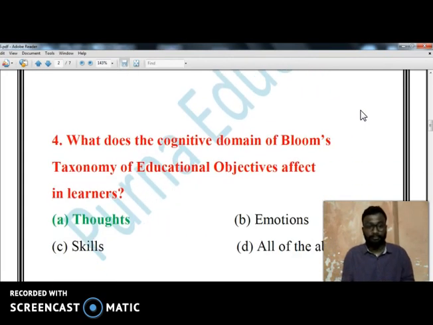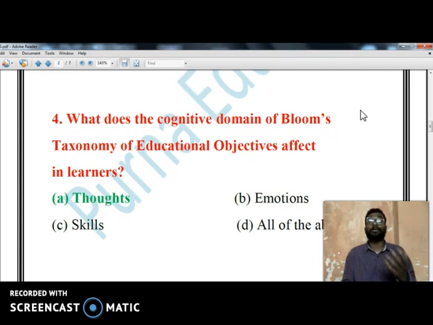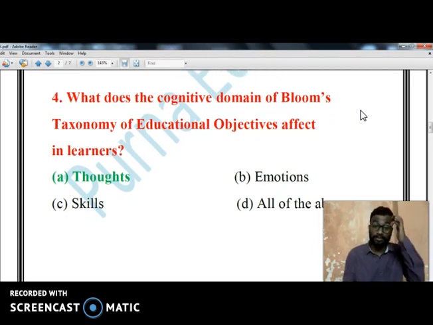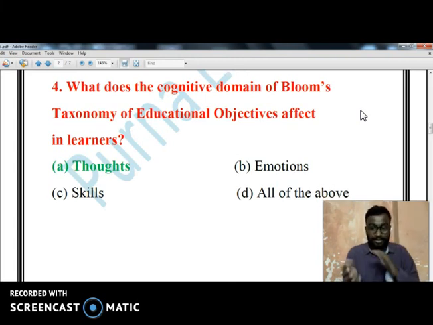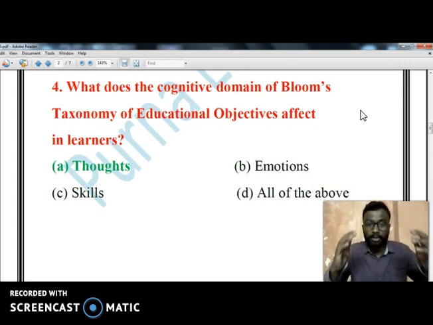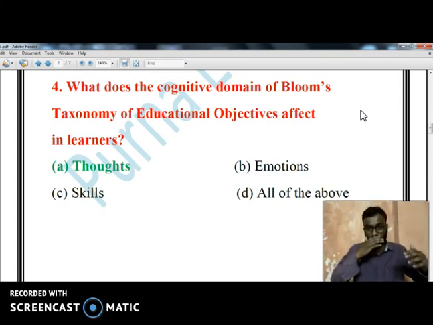Yeah. Next question. What does the cognitive domain of Bloom's taxonomy of educational objectives affect in the learners? So what does the cognitive domain speak about? As we have discussed in the earlier worksheets, there are normally three domains in teaching aptitude: the cognitive domain, the affective domain, and the psychomotor domain. The cognitive domain mainly focuses on the intellectual aspect of a student or individual.